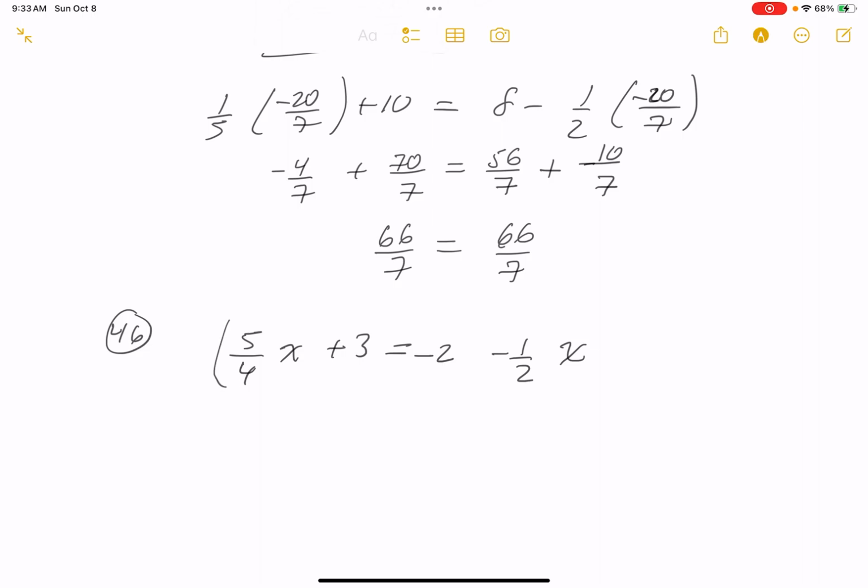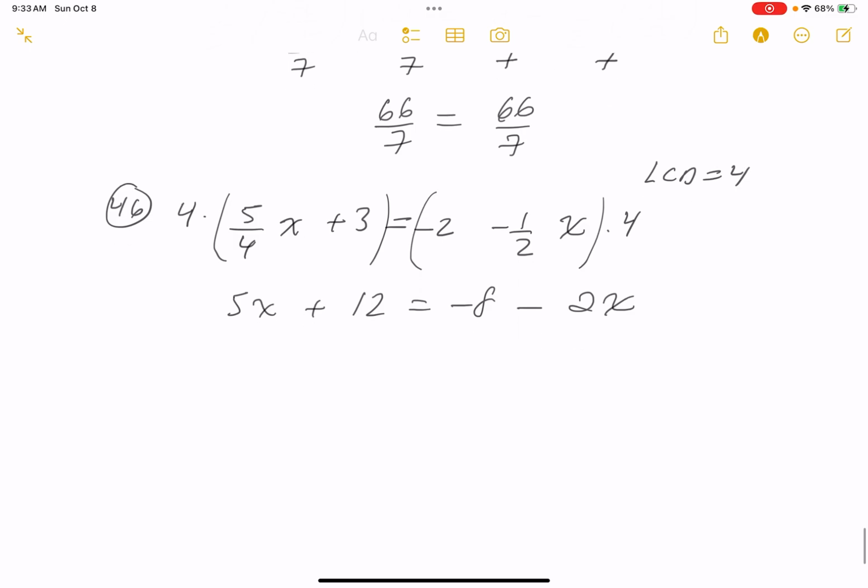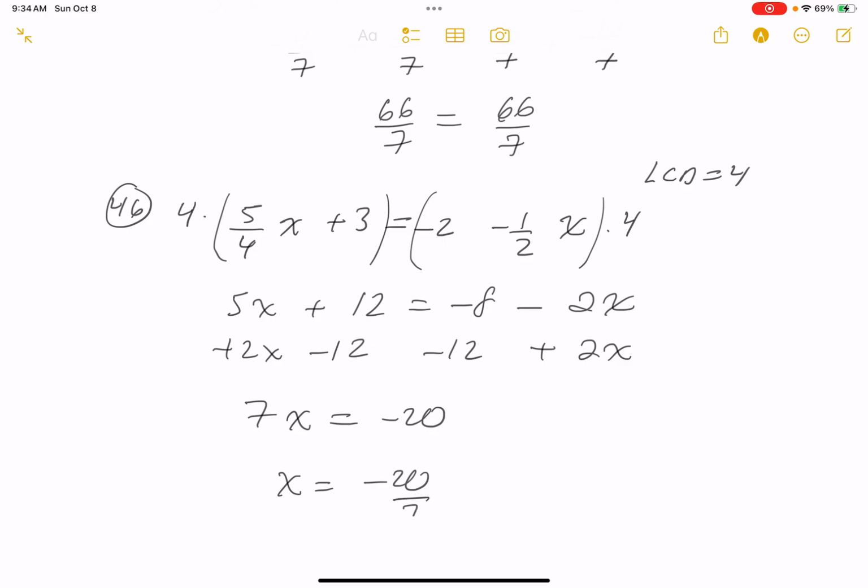I'm still going to do something I did prior. And it worked for some students. Maybe it doesn't work for you. Try what you like. But the LCD is 4. Multiply both sides by 4. Relatively simple. You get 5x, 12, minus 8, minus 2x. What I'm going to do now, I'm going to add 2x to both sides. And I'm going to subtract 12 from both sides. What do you get? 7x. And then what do you get over there? You get minus 20. All right? What do you get here? X equals minus 20 over 7.